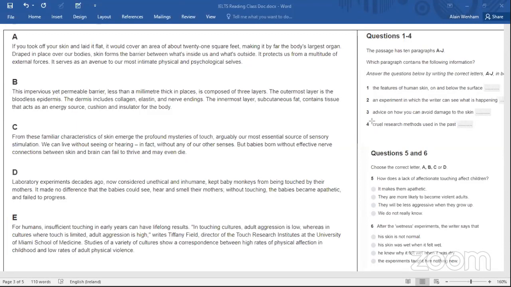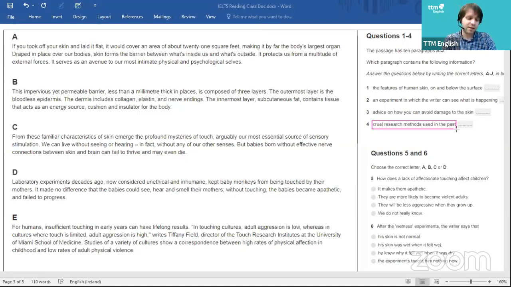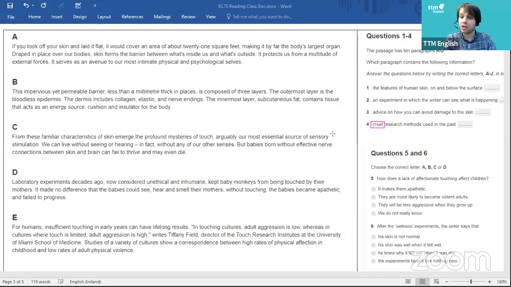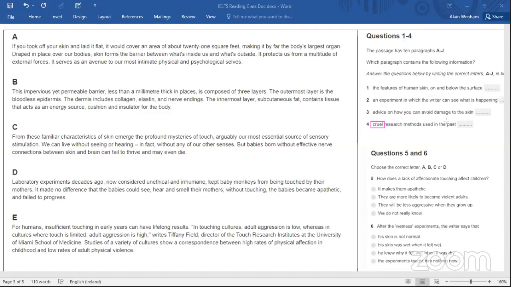Inhumane and unethical. I know, but I want the keywords here. We're practicing. Don't give me the answer. Cruel. So cruel, and then inhumane, we know is good. Anything else as a keyword? Past. I would say past. Good. I'm glad that everyone got that.